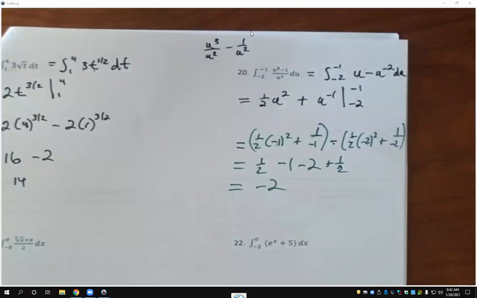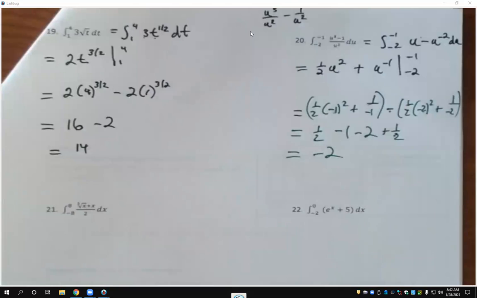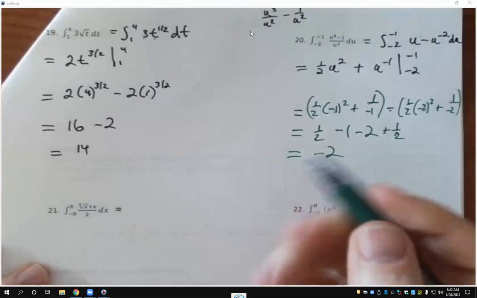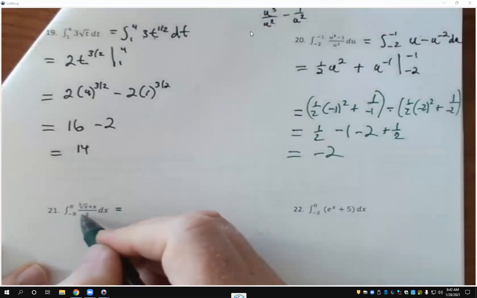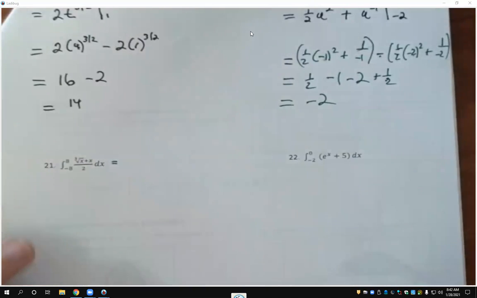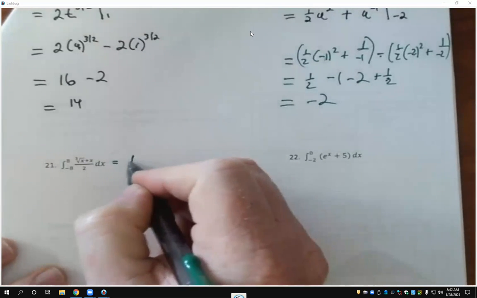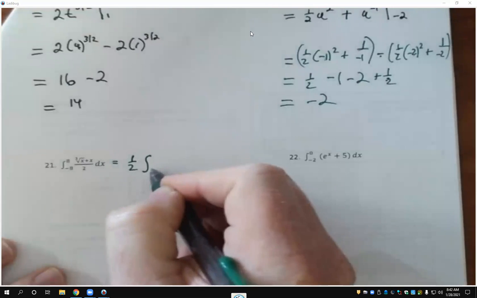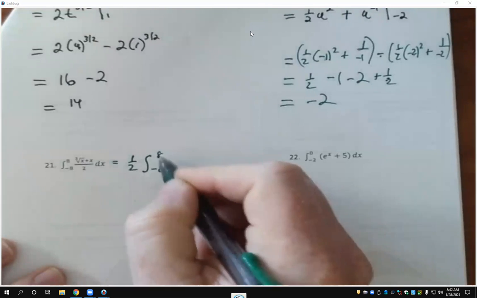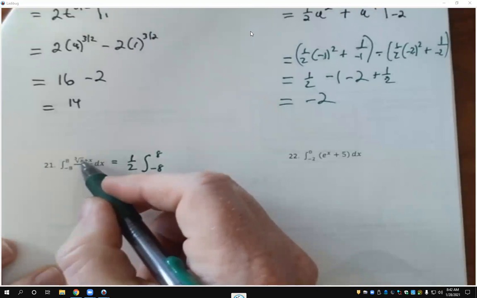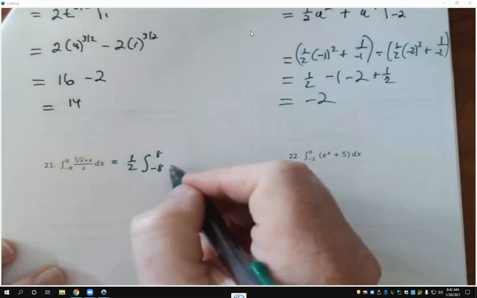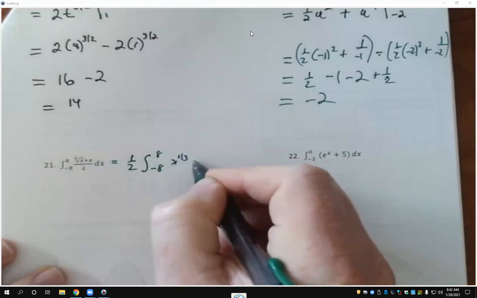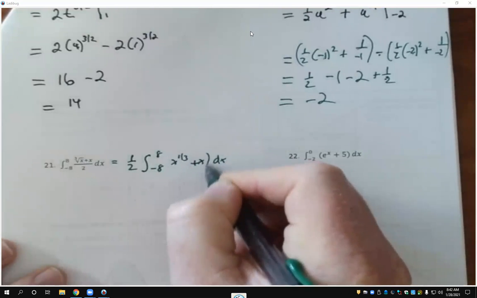All right, number 21. Number 21 is just another one that we have to rewrite. It's really a 1/2 right here. It's a constant multiple, and I'm just going to pull that out and deal with that in the end. So I still have the integral from -8 to 8, but now I just have the cube root of x plus x. So I'm going to change that to x to the 1/3 plus x dx.